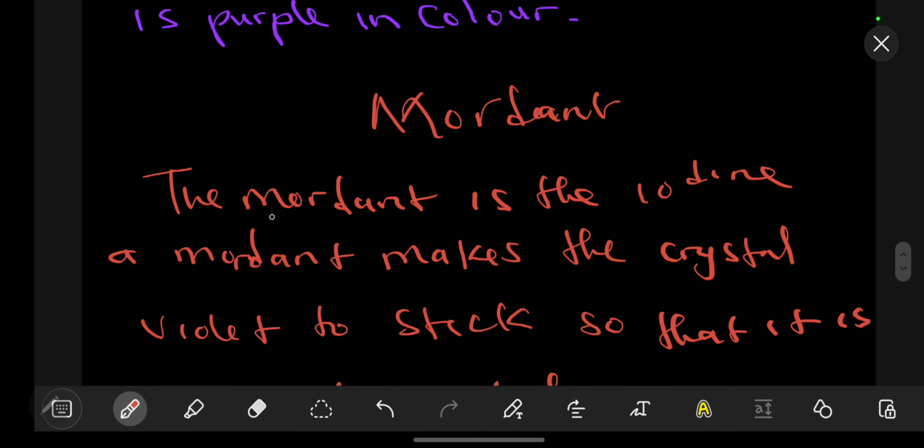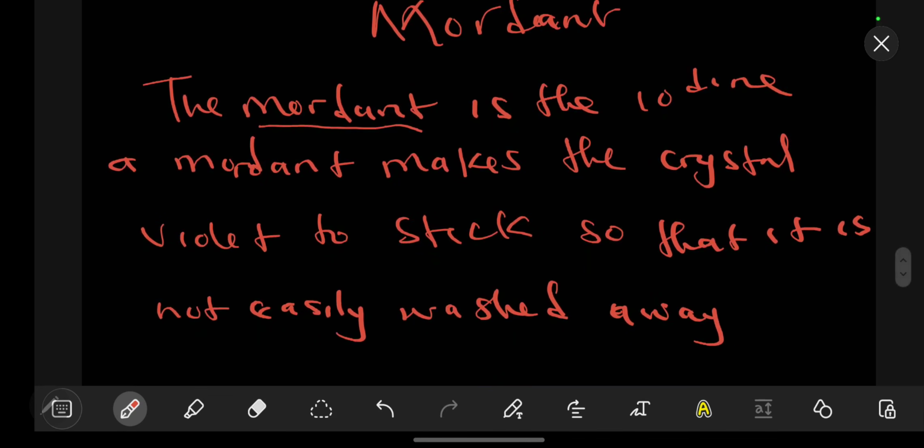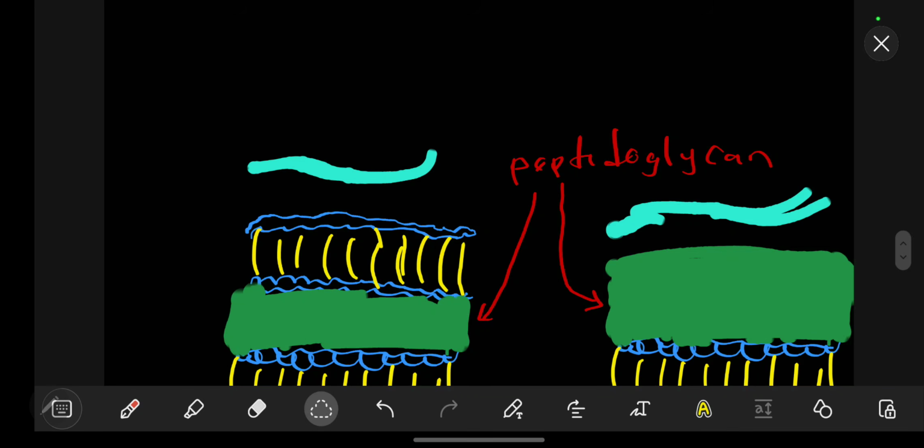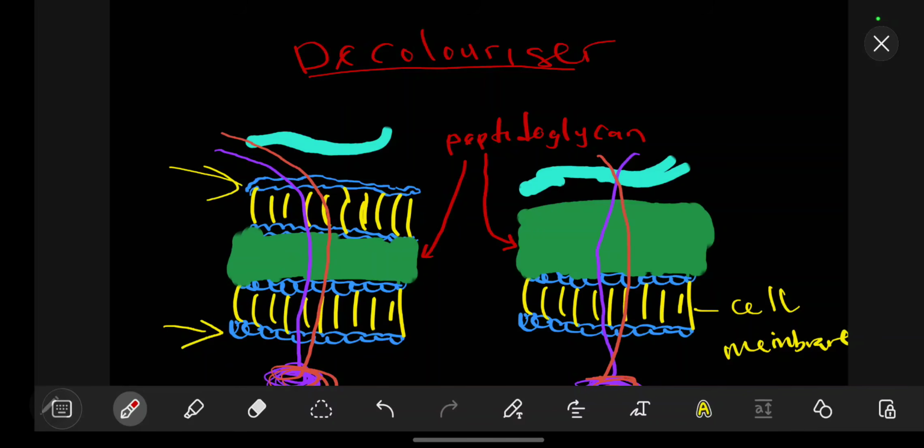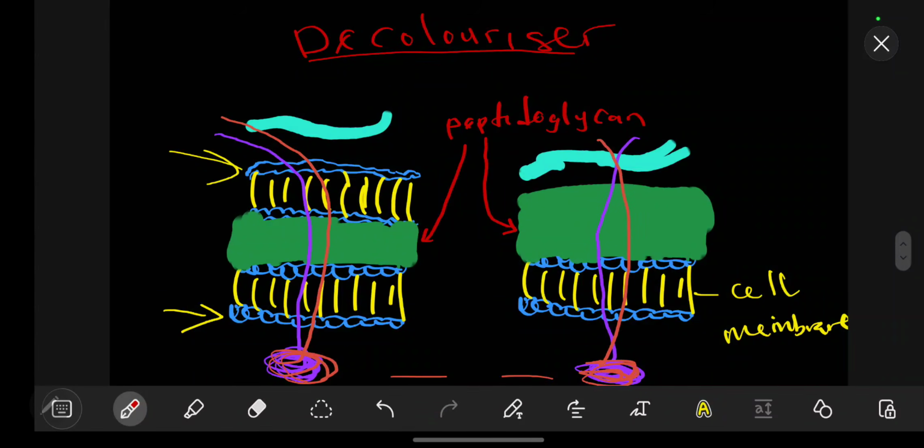These terms are very important, especially for your exams and tests. So a mordant is iodine. A mordant makes the crystal violet stick so that it is not easily washed away as we add other chemicals. The next substance that will be added is what we call the decolorizer. When you add your decolorizer, which is alcohol, it removes color from one of them. It does not only remove color. When the iodine is mixed with the primary stain, the crystal violet, the color is still purple.